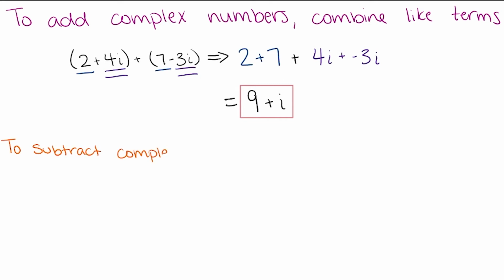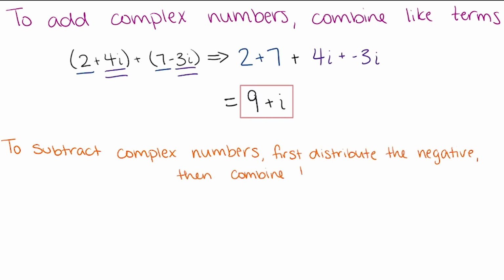To subtract complex numbers, we want to first distribute that negative sign, and then we'll combine our like terms. So let's look at an example. So step 1 is distributing that negative. So we're going to take this negative, distribute it to each of our terms to the right of the negative, or in short, we're basically just changing all of our signs. So we're going to change this to a plus, change our +3 to a -3, and our +5i to a -5i.